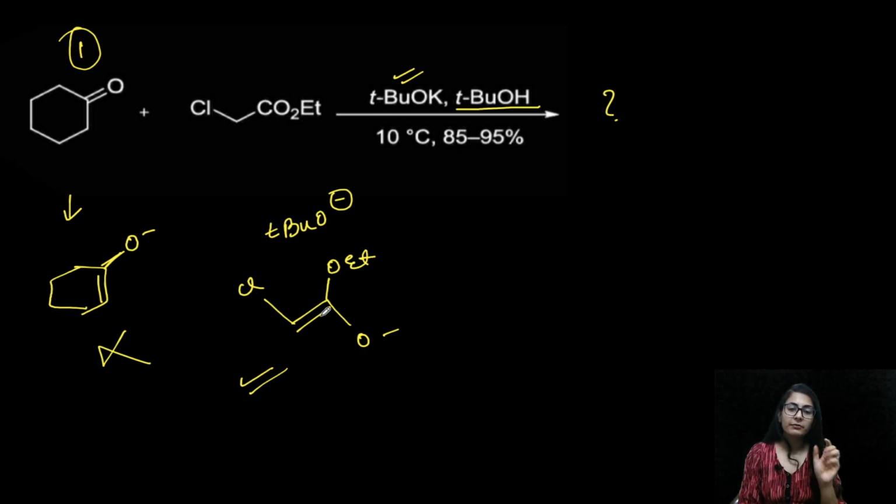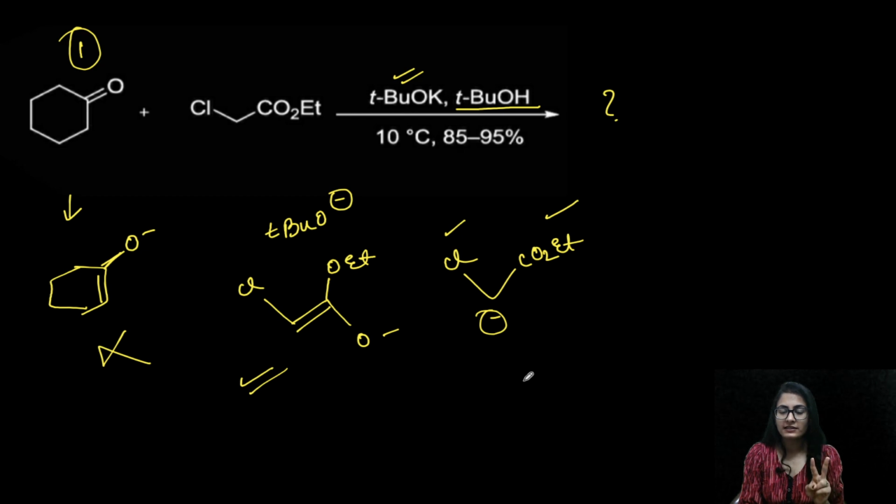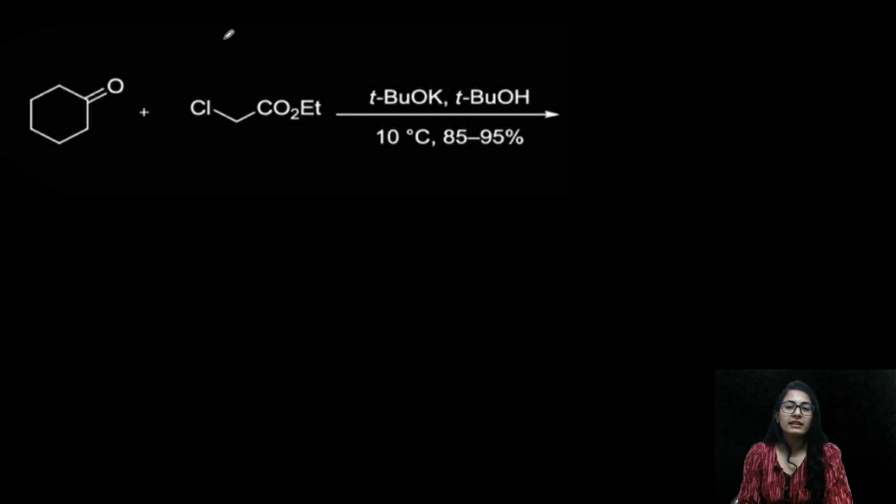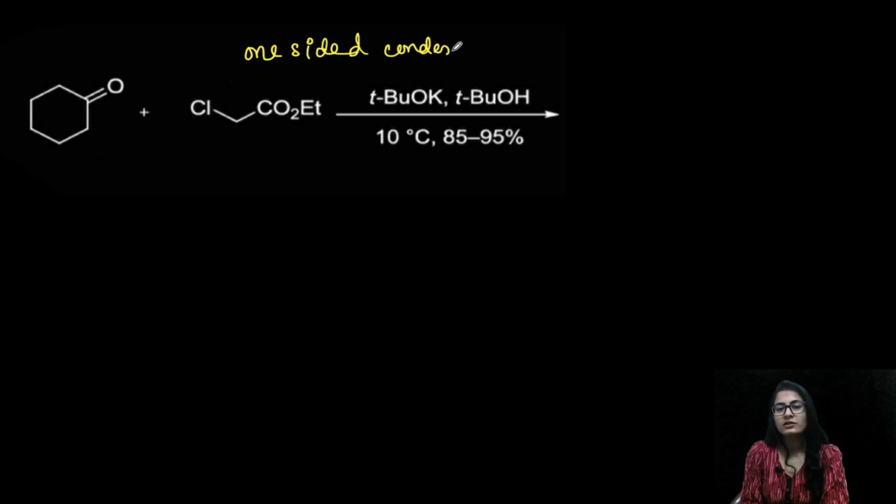An enolate is basically a carbanion only, guys, isn't it? An enolate is just a carbanion, right? So in the presence of two electron withdrawing groups, one is the Cl, one is the ester, the carbanion is going to be very much stable. So that is why the Darzens glycidic ester condensation, we can say, is a one-sided condensation reaction, which means only one enolate is going to be more favored. So yes, we are going to form this kind of an enolate.